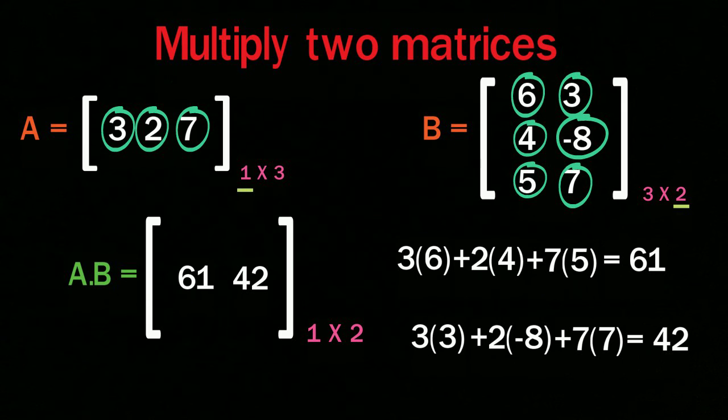To remind you, when we do multiplications, we must make sure that the column of the first matrix, which in this case is 3, must be the same as the row of the second matrix, which is also 3 here, before we perform any multiplications.